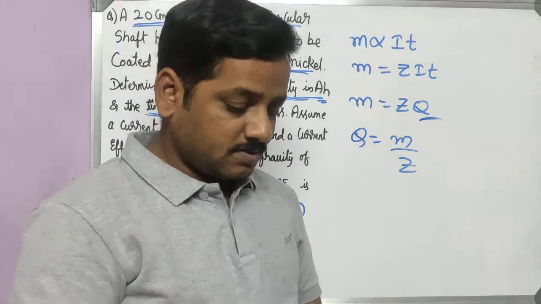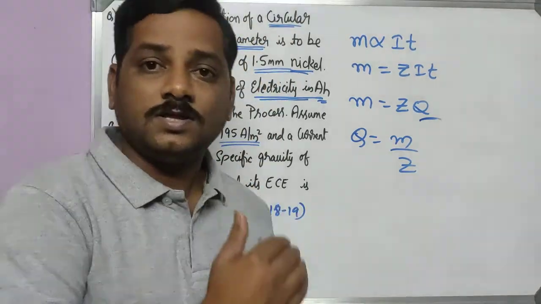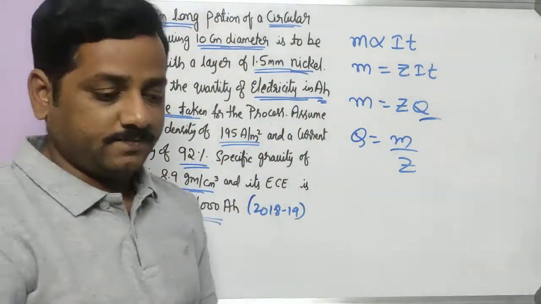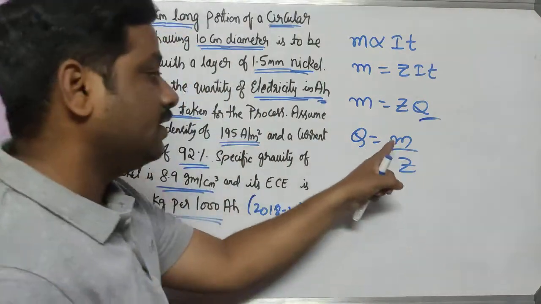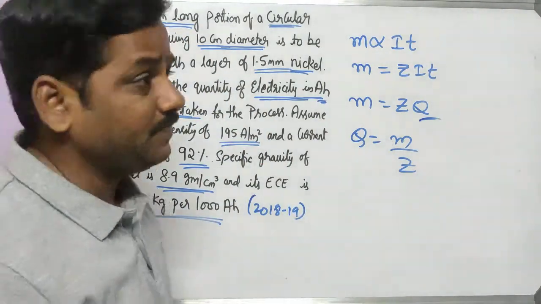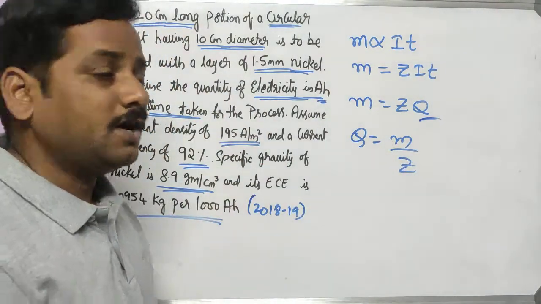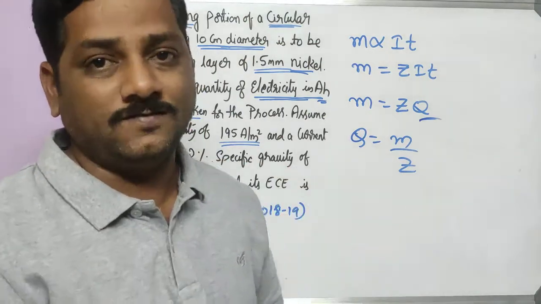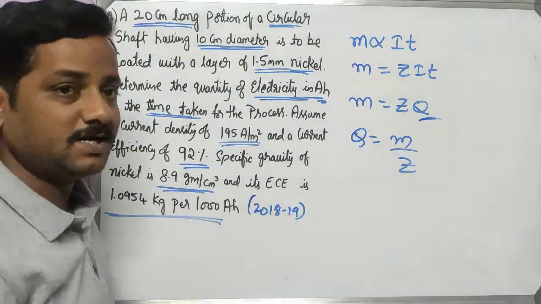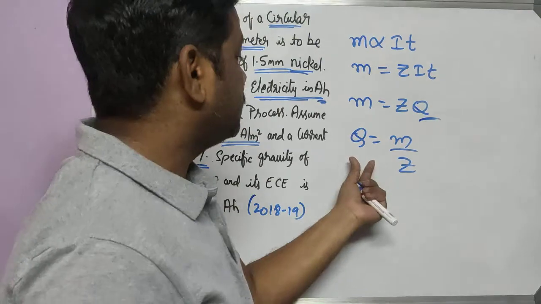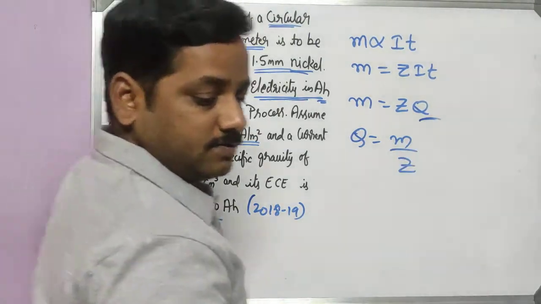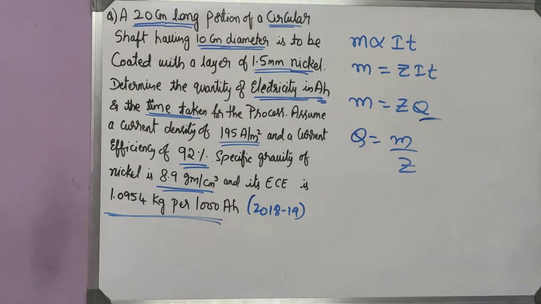What is M? That is the mass which is placed on the shaft. First you need to find the mass and then Z, then simplify it. That will give the theoretical value. After finding this, you need to find the practical value. Right. First let us find the theoretical value of Q. For that we need to find M, which is nothing but the mass of the quantity which is placed on the shaft.